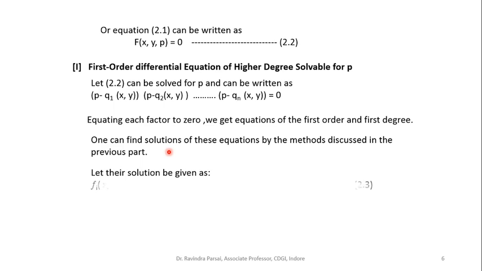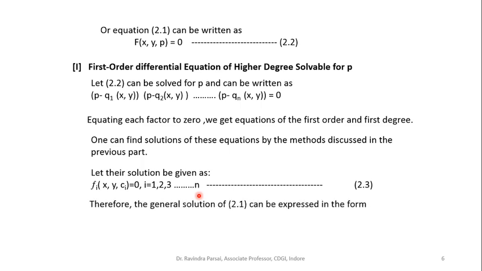So let us assume their solutions to be fi of x, y, ci equal to 0, where i equals 1 to n. How many solutions are you getting in this way? Because you are having n factors, you are getting n solutions. Therefore, the general solution of equation 2.1, the given equation, can be expressed in a general form as follows: f1 of x, y, c; f2 of x, y, c; and so on up to fn of x, y, c equal to 0.